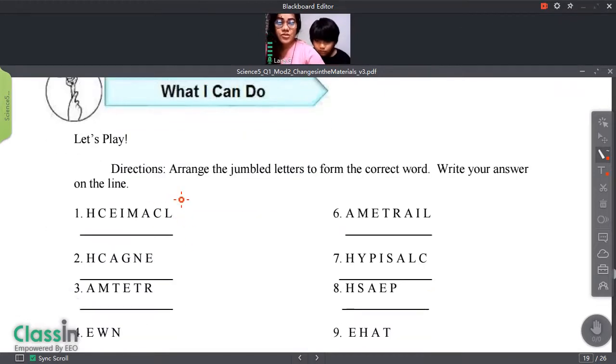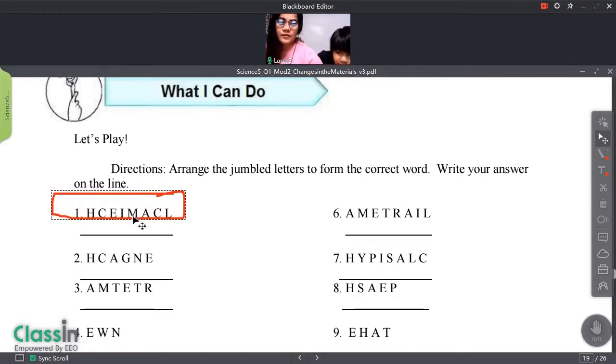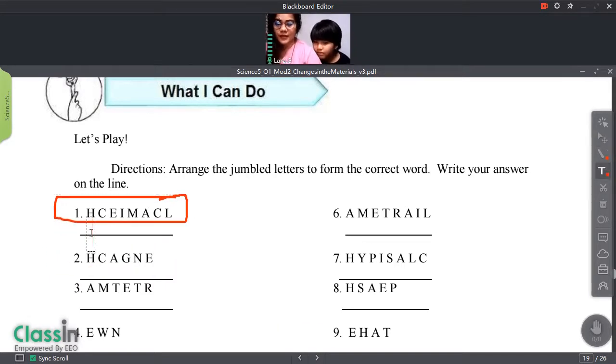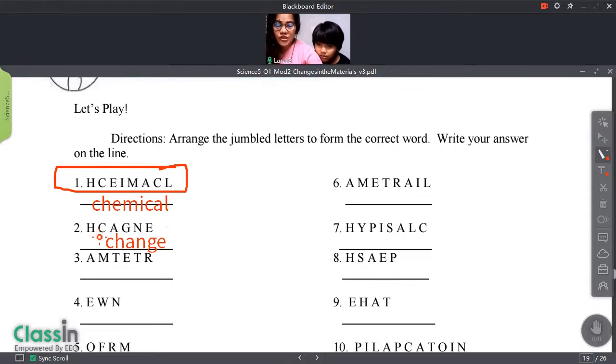What is this word? Rearrange to form a word. There's no part 2. What do you think this word is all about? Chemical. This one, what do you think this word is? Change. This is chemical change.